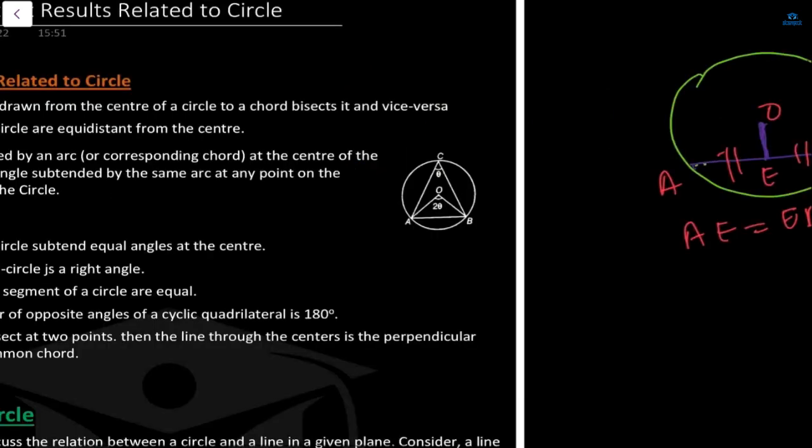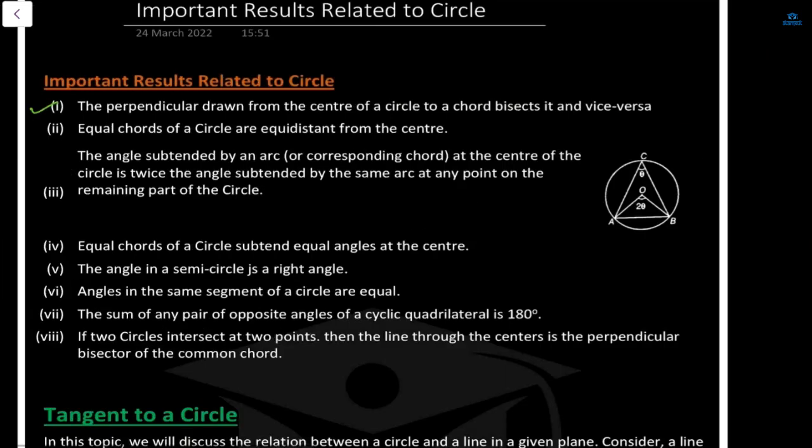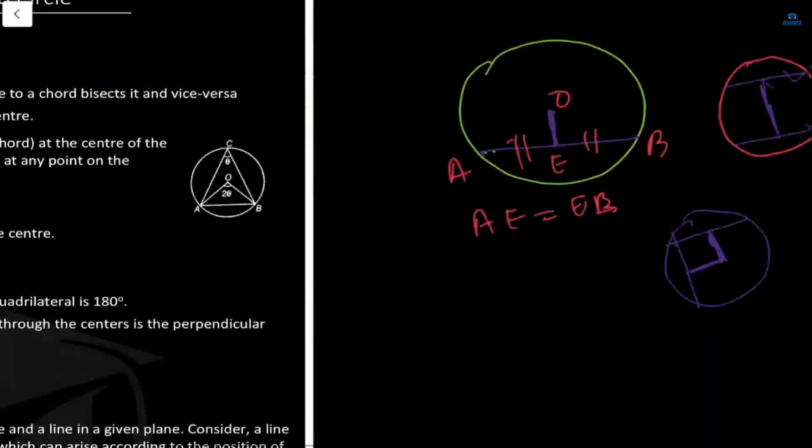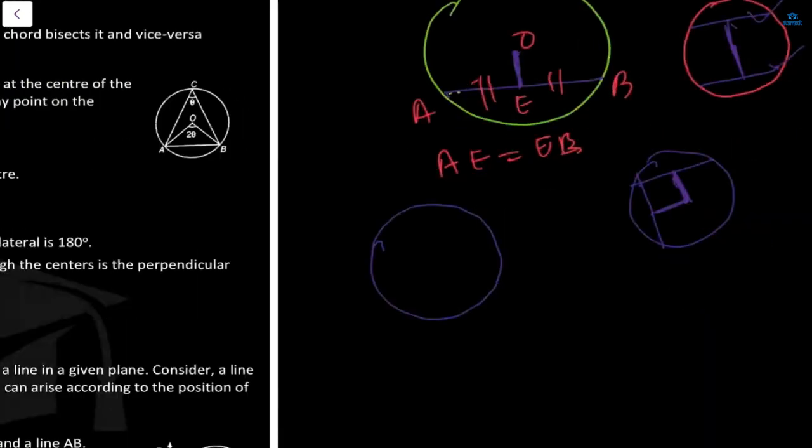Shazan? I didn't get this point. Could you please explain it once again? Equal chords of a circle are equidistant from the center. If the chord lengths are equal, I understood. Okay, if the chord lengths are equal, then their distance from the center will also be equal.